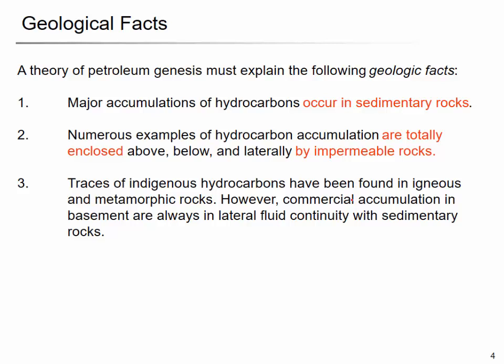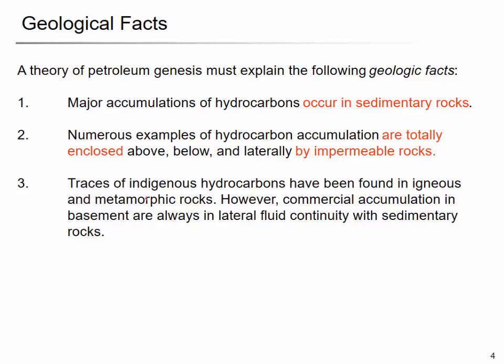Numerous examples of hydrocarbon accumulation are totally enclosed above, below, and laterally by impermeable rock. So it's like you have a closed system, and you have to have a closed system to have a major accumulation. Otherwise, it can migrate and disappear.